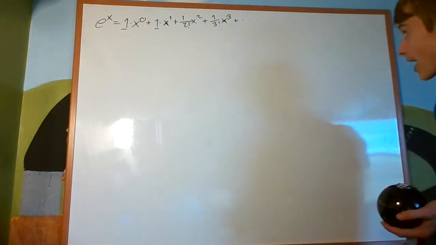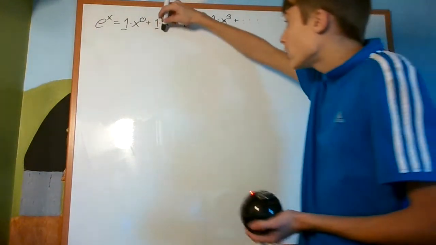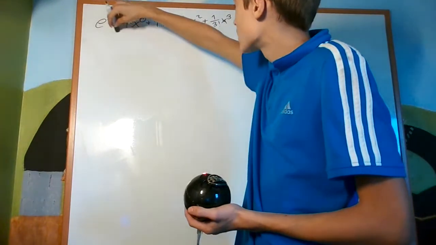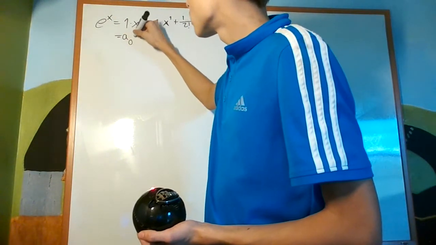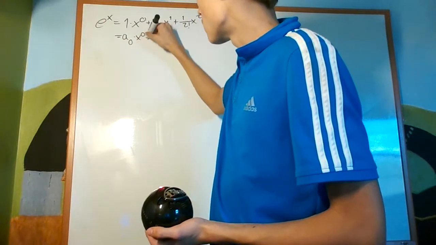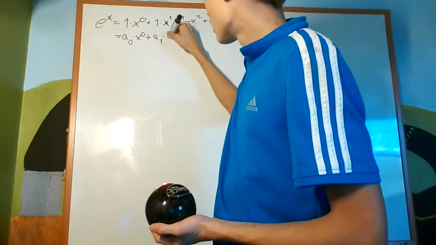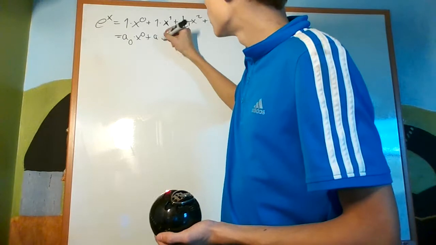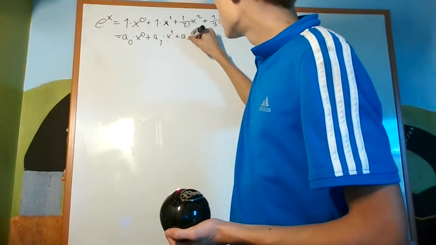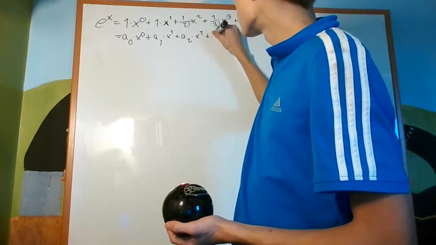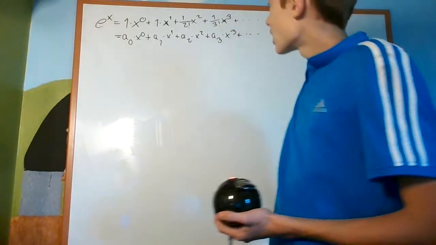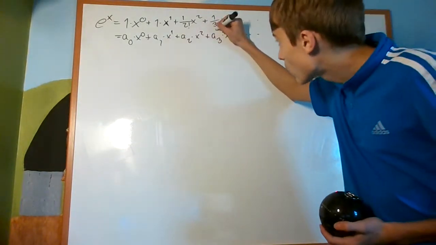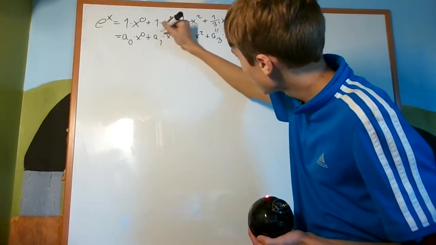Now the reasoning behind doing this is so that you can see that this is clearly just going to be some a0 times x to the 0 plus a1 times x to the 1 plus a2 times x to the 2 plus a3 times x to the 3. Right? Where they correspond right there.